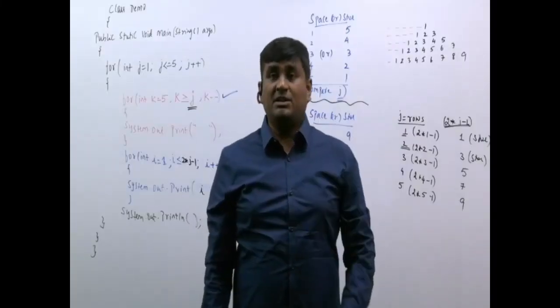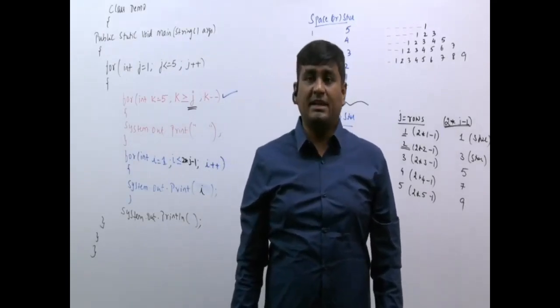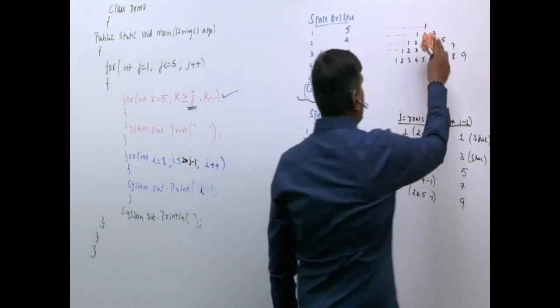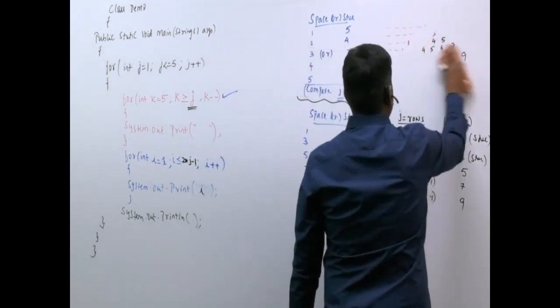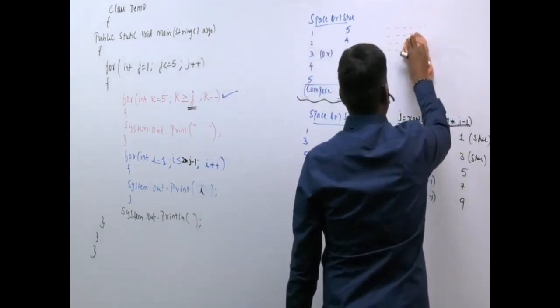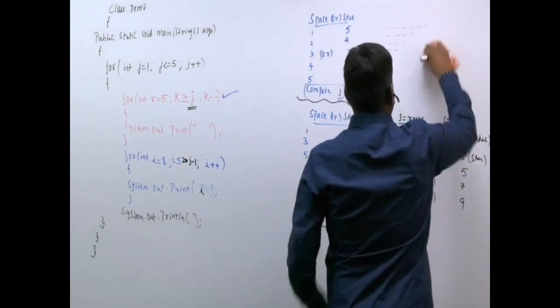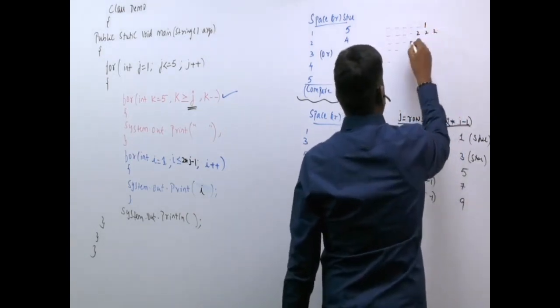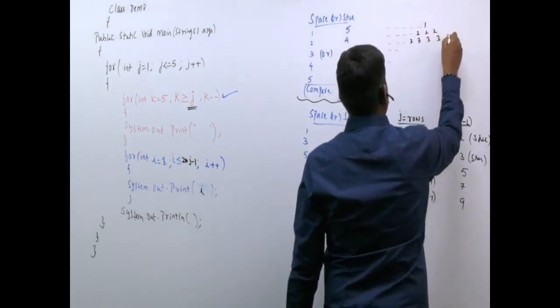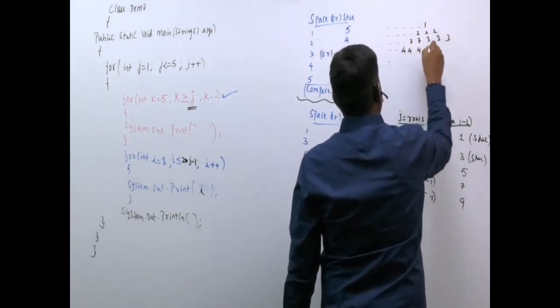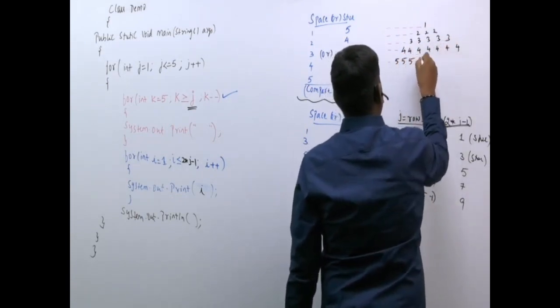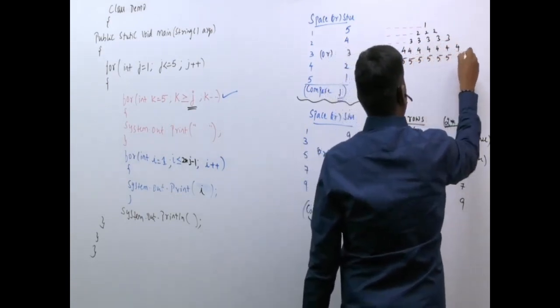One more pattern you may be asked in the interview using this equilateral triangle. Which is that pattern, sir? Like this. 1, 2 2 2, 3 3 3 3 3, 4 4 4 4 4 4 4, 5 5 5 5 5 5 5 5 5, like that.